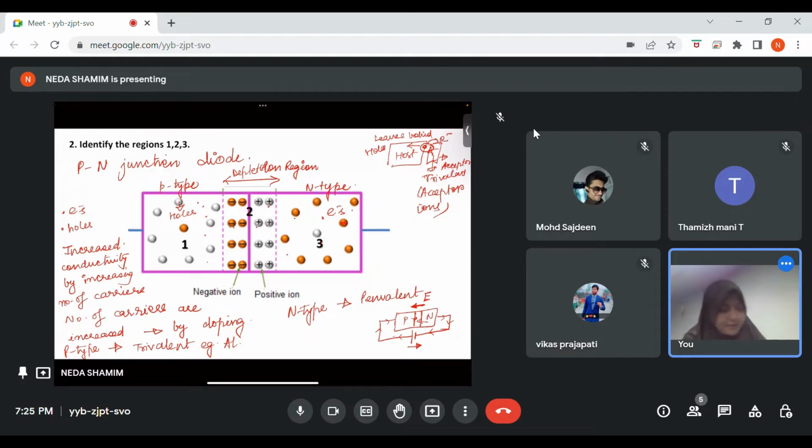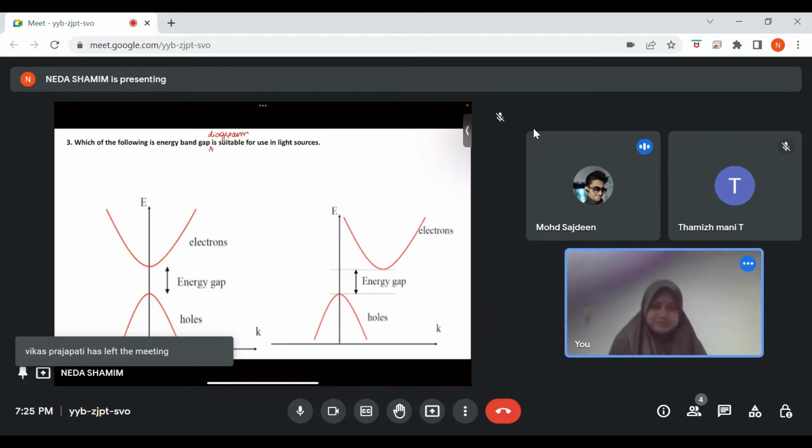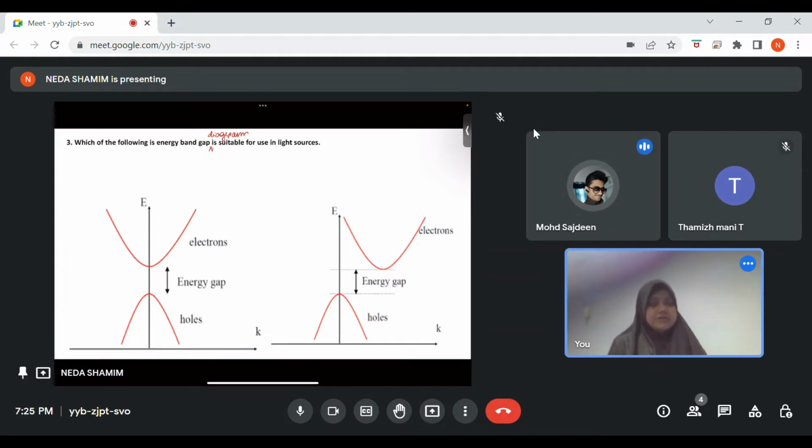Okay. Next question. Which of the following band gap diagrams, actually it's an E-k diagram, is suitable for use in light sources? Ma'am, first one is direct band gap and second one is indirect band gap. Yeah, this is a direct band gap, but my question is something different. You just told me what kind of band gap. This is an indirect band gap.